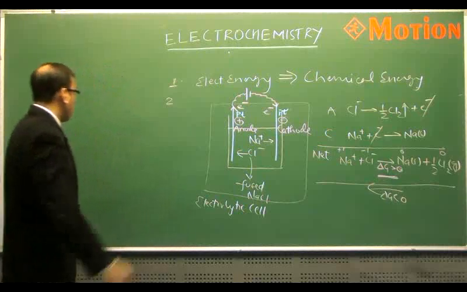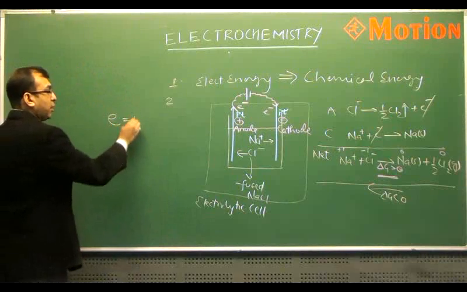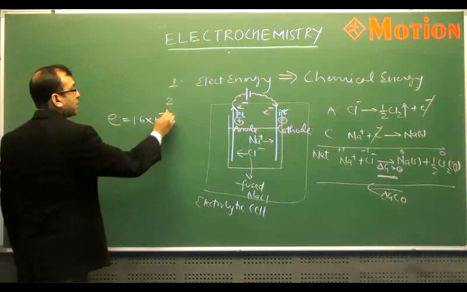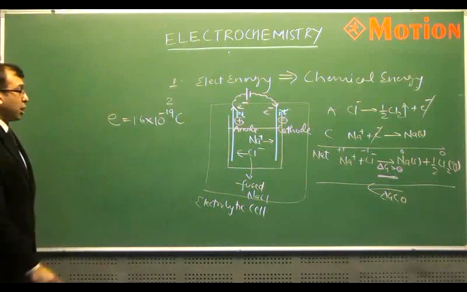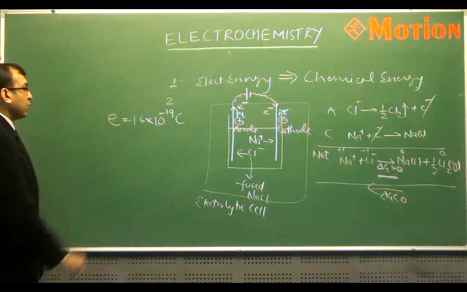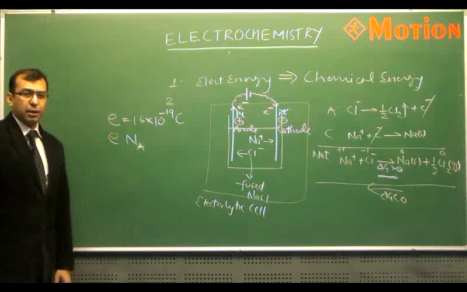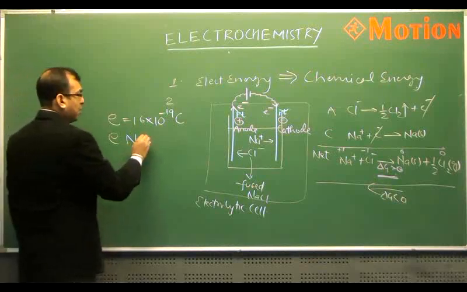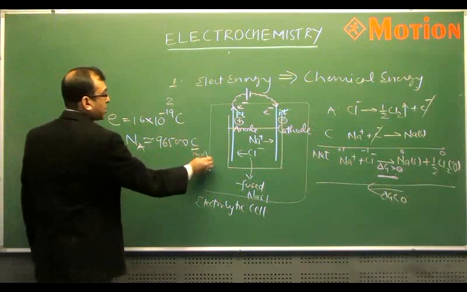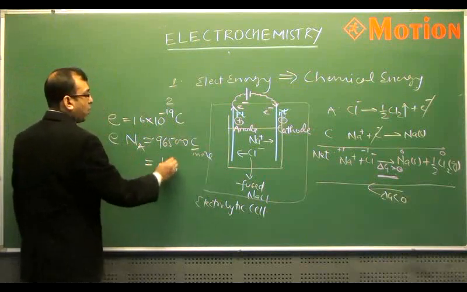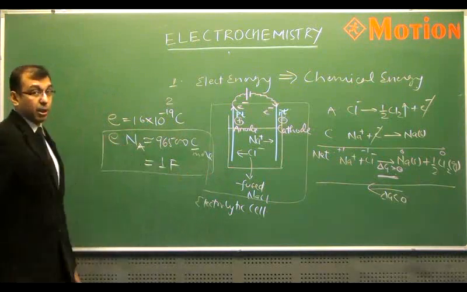The first thing is that the charge on one electron is e, that is 1.6 into 10 to the power minus 19 coulomb. Point 1, charge on one electron. Charge on one mole of electrons would become e into Na, the Avogadro's constant. On solving, this comes out to be approximately 96500 coulomb per mole in SI units, and this we call 1 Faraday or 1F. Everybody should remember this right now.